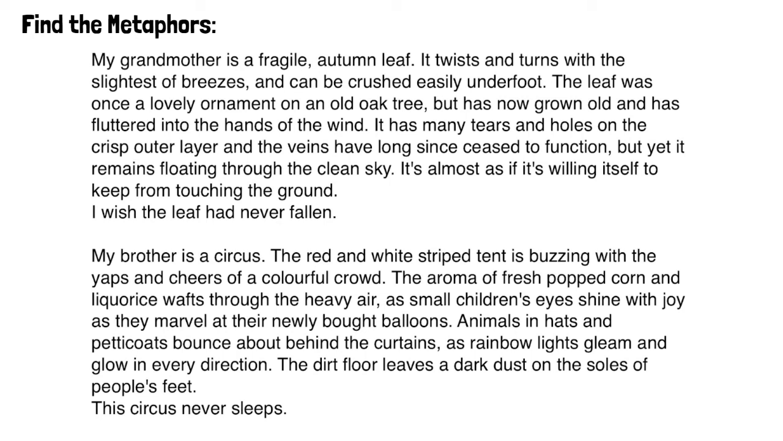Let's look at this passage and see if we can find the metaphors. My grandmother is a fragile autumn leaf. It twists and turns with the slightest of breezes and can be crushed easily underfoot. The leaf was once a lovely ornament on an old oak tree, but has now grown old and has fluttered into the hands of the wind. It has many tears and holes on the crisp outer layer, and the veins have long since ceased to function. But yet it remains floating through the clean sky. It's almost as if it's willing itself to keep from touching the ground. I wish the leaf had never fallen.